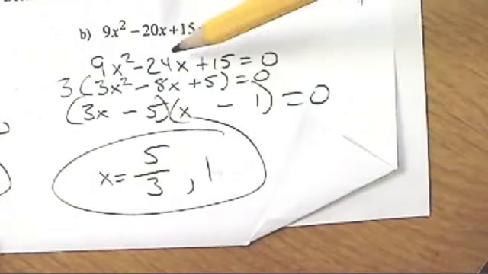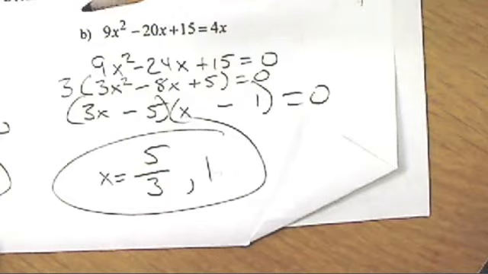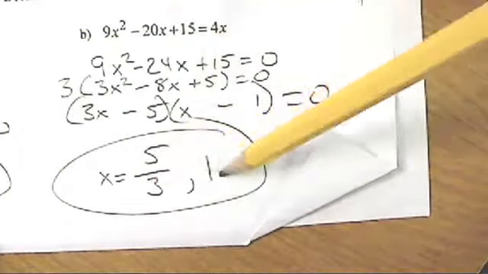Get it equal to 0. Pull out the common factor. That's just kind of throwaway. It's not an x, so it doesn't give you an answer. Factor it, and you get 5/3 and 1.